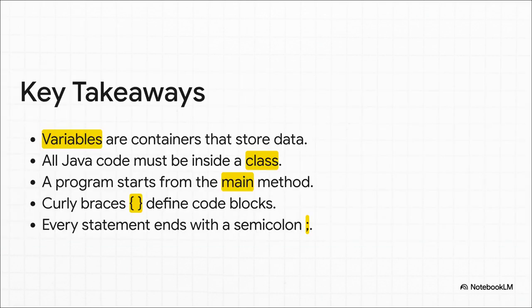So let's just quickly recap the absolute essentials, right? The key takeaways. Number 1, variables are just containers for storing your data. Number 2, all your Java code has to live inside a class. 3, every single program kicks off from that special main method. And finally, don't forget your structure. Curly braces for your code blocks and a semicolon to end every single statement.